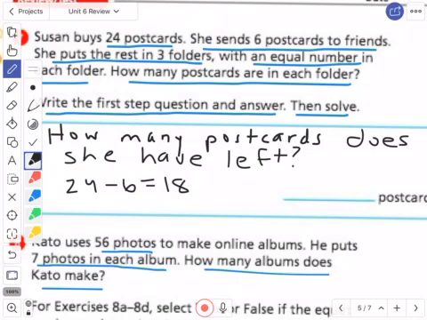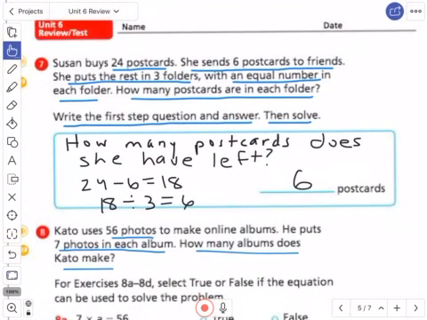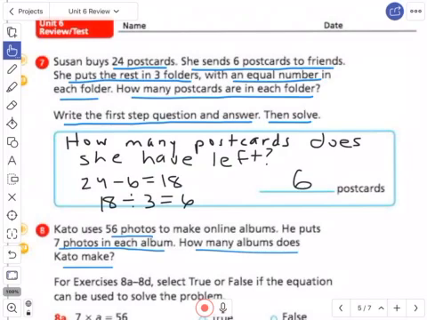How many postcards are in each folder? Because now she takes that 18 and splits them into 3 folders. What's division? 18 divided by 3 equals 6. So she put 6 postcards in each folder.